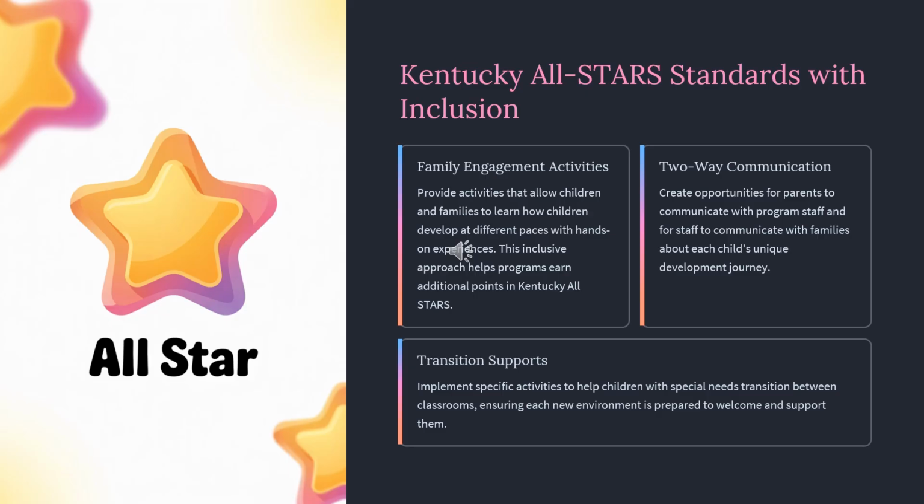Let's start with family engagement activities. These are activities designed to help families understand that children grow and learn at their own pace. By offering hands-on experiences, programs can demonstrate the different ways children develop, whether through sensory play, storytelling, or collaborative games. When families see these developmental stages in action, they're more equipped to support their child at home, and this strengthens the partnership between families and educators.